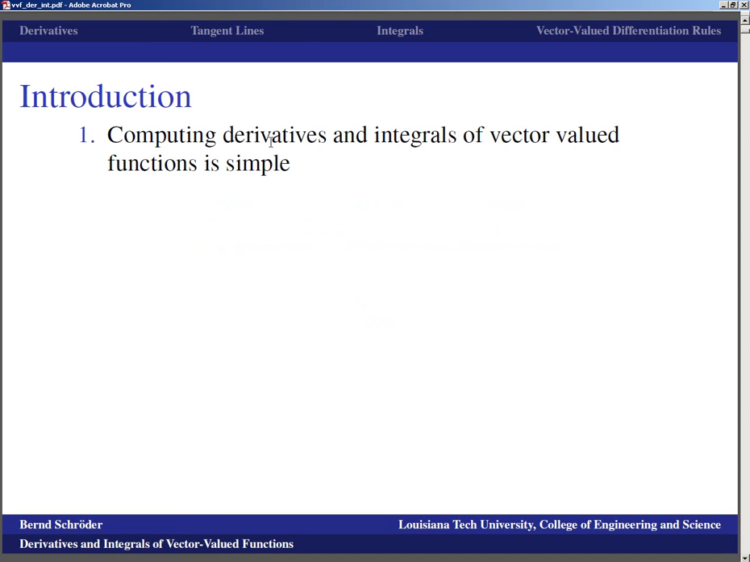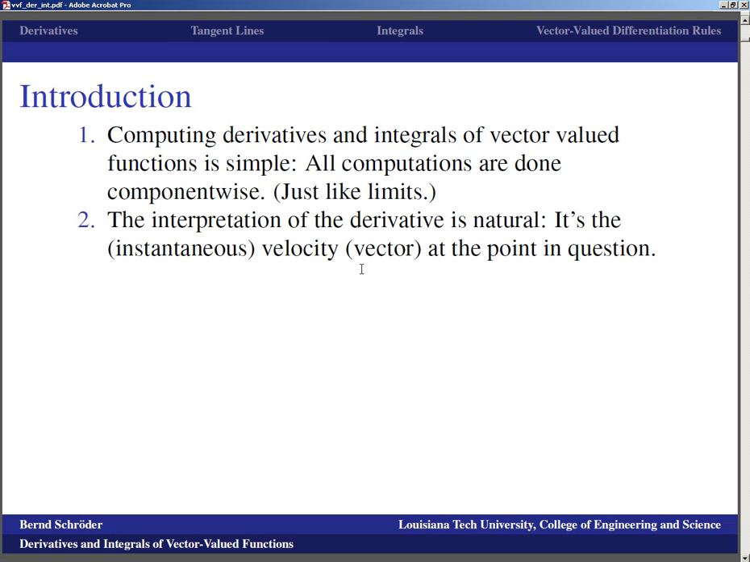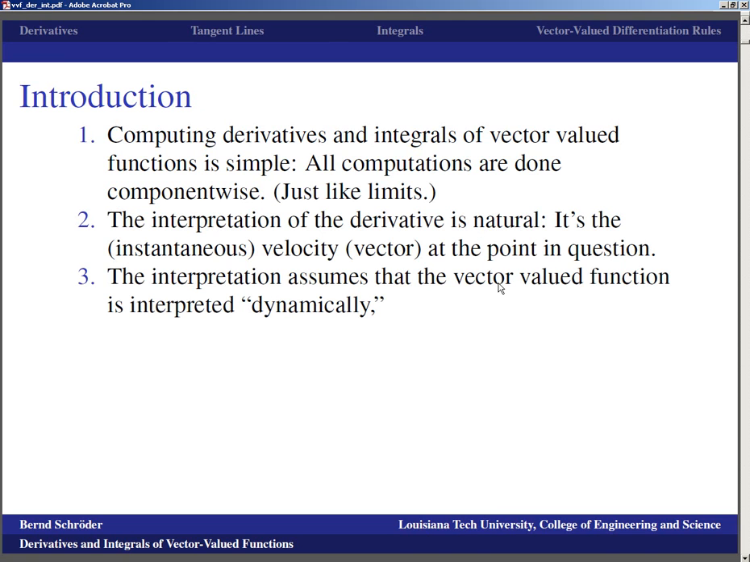Computing derivatives and integrals of vector-valued functions actually is simple because all computations are done component-wise. That should not be a surprise because we have already seen previously that limits are computed component-wise, and limits, of course, are used to define derivatives and integrals. Okay, so the interpretation of the derivative also is natural. It's the instantaneous velocity vector at the point in question.